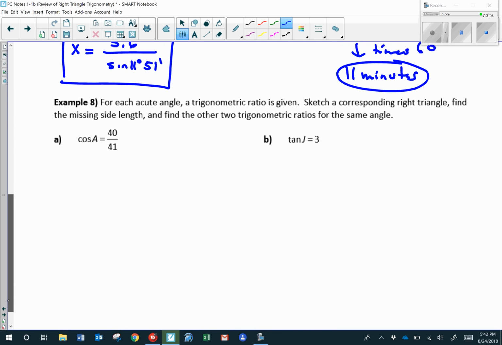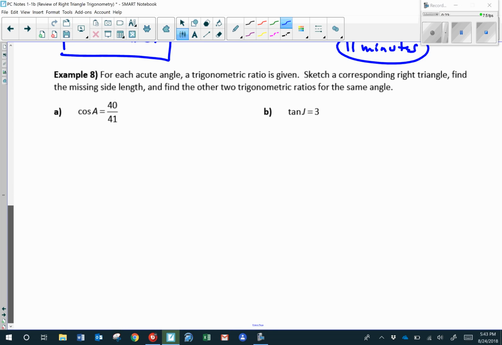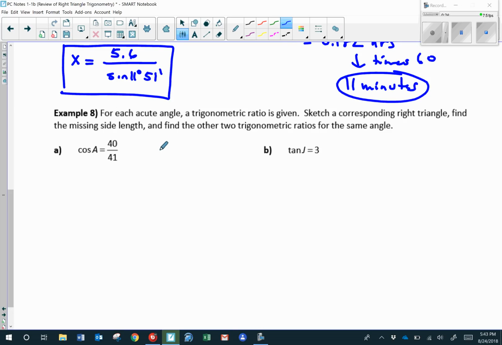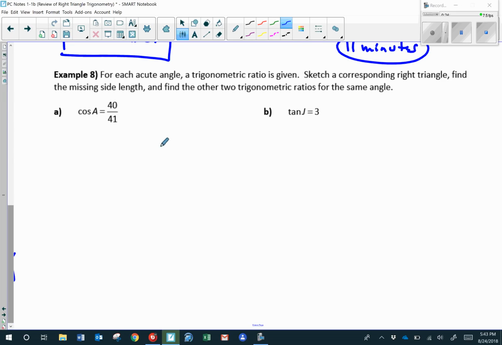Okay, we have a couple more quick examples here. For each acute angle, a trigonometric ratio is given. Sketch a corresponding right triangle. So for this first trig ratio, we're given cosine of angle A is 40 over 41. I'm going to draw a right triangle that has an acute angle A in it. Cosine is adjacent over hypotenuse. So I'm going to put those as 40 and 41. And then I'm hoping that you remember that that is a Pythagorean triple. And the missing side here is 9.